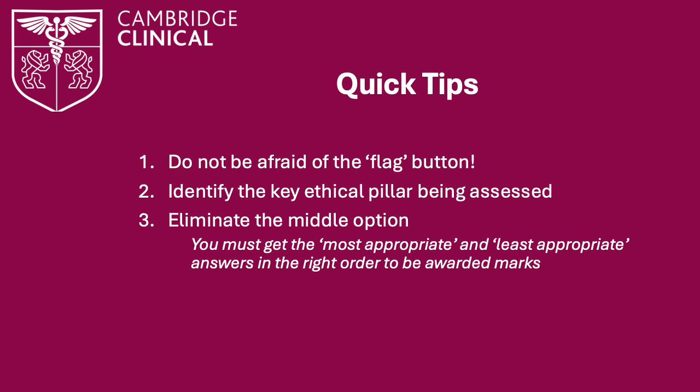Third, try to eliminate the middle option. Unlike the other questions in the situational judgment test, these questions require you to get the most appropriate and the least appropriate in the right order to obtain any of the marks. So one way to ensure you do this is to get rid of one of the answers that's clearly somewhat flawed but not dreadful. If you do this right, you should then be left with 2 answers, the differences between which will be much more clear-cut.